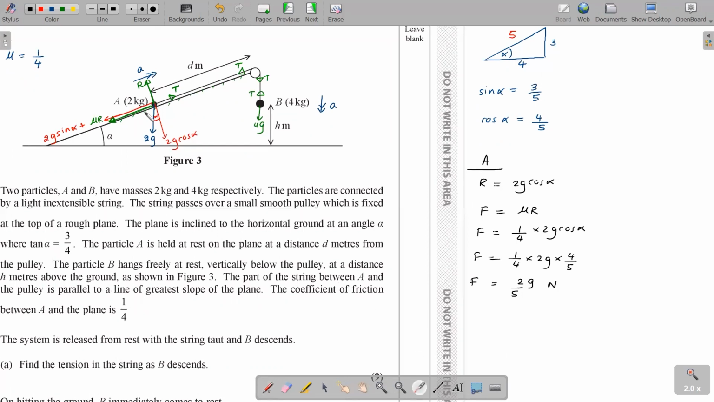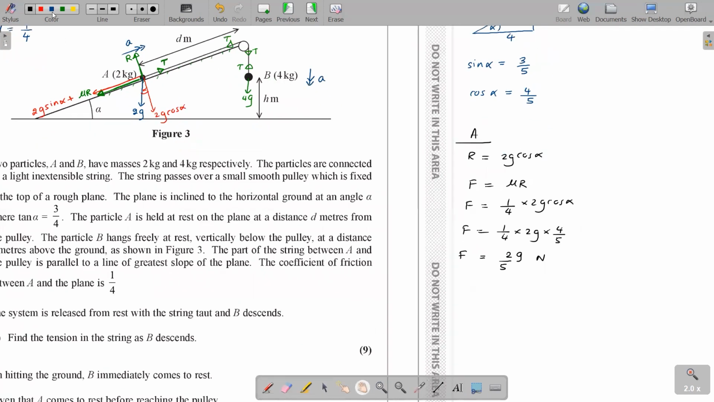So now it's time to use what? Particle A is accelerating upwards along the plane. So we will use F equals ma upwards along the plane. What are the forces acting up along the plane? Tension is acting up. The others are acting down, right?